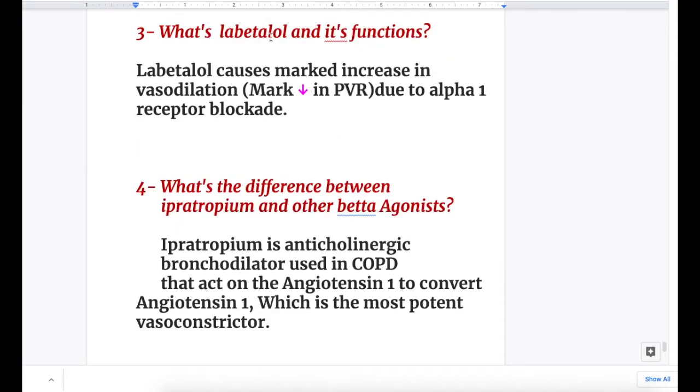What's labetalol and its function? Labetalol causes a marked increase in vasodilatation, that is, a marked decrease in peripheral vascular resistance due to alpha receptor blockade. Labetalol is both an alpha and beta receptor blocker combined. Question number 4. What's the difference between ipratropium and other beta agonists? Ipratropium is an anticholinergic bronchodilator used in COPD.